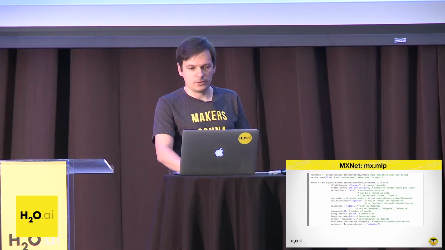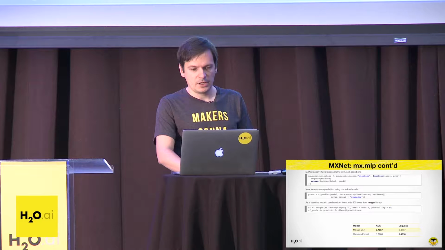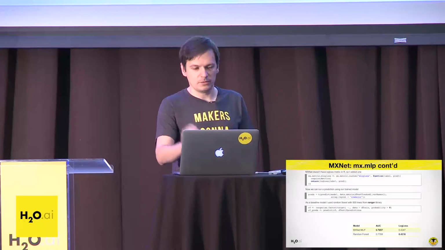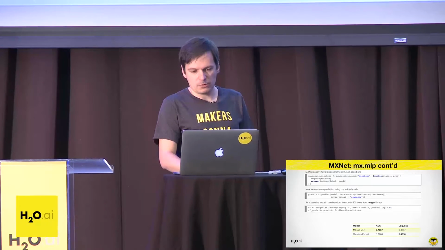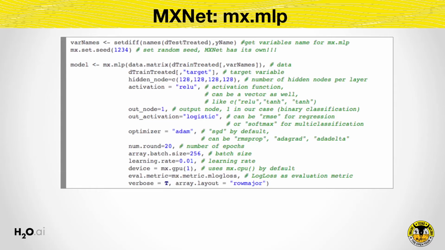So, after that, you're done actually. Here's a code snippet of how I ended up implementing the log loss. And here, basically, after running the mx.mlp function, you're done. You already have a trained model, and you can run a prediction out of it. And just to make things even funnier, I ran a random forest with 500 trees on the same data set and the same data split, just to have a baseline model. And it turns out this pretty simple neural net, the multi-layer perceptron, does pretty good actually on the same data.